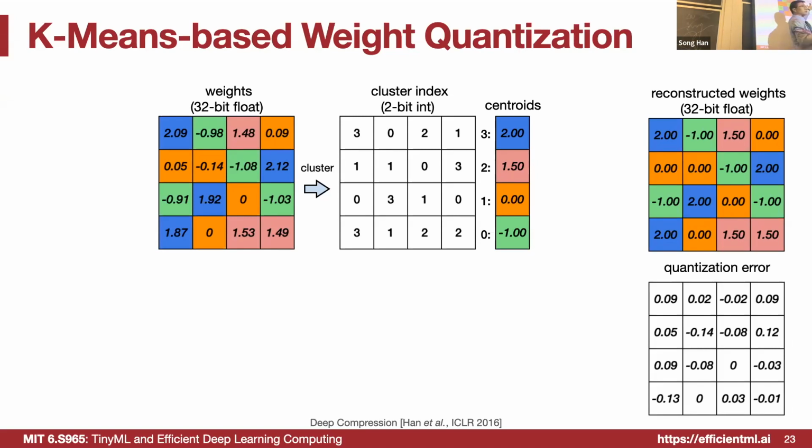Previously we had to store the full 32-bit floating point. Now we only store a 2-bit index. Why 2-bit? Because we have 4 entries in the codebook. So we can use 2 bits to represent which bucket each weight belongs to. Okay, so this blue weight belongs to the 3rd bucket. It's 2, therefore we are showing 3 in these locations.